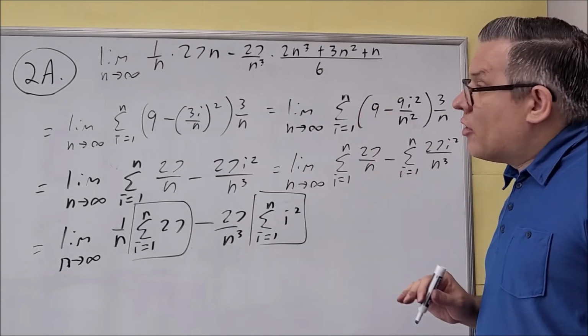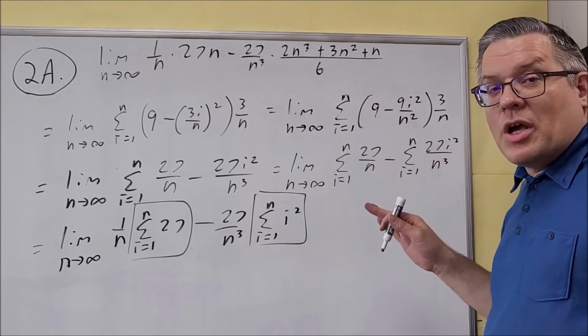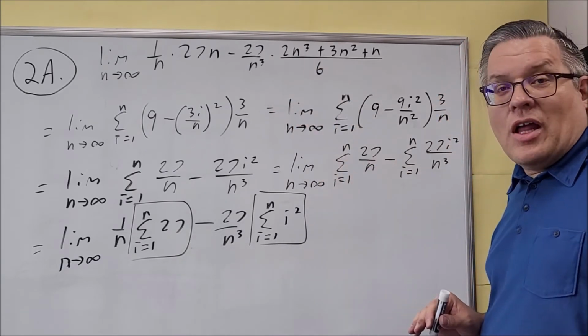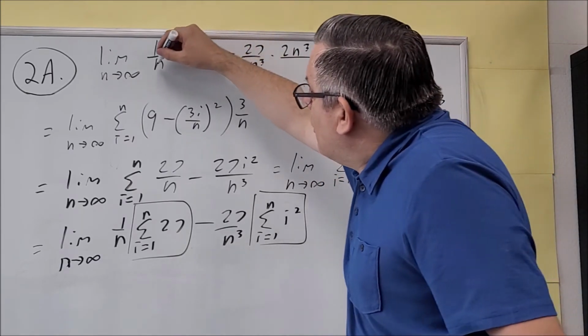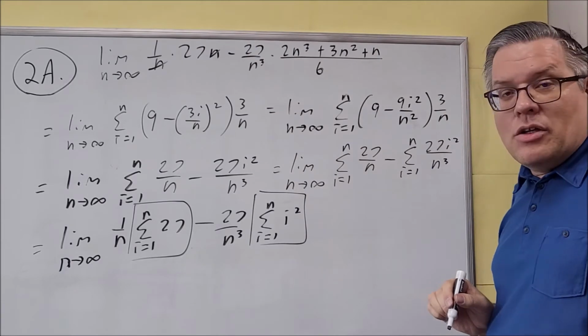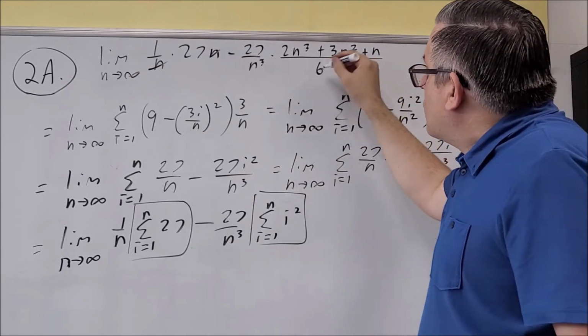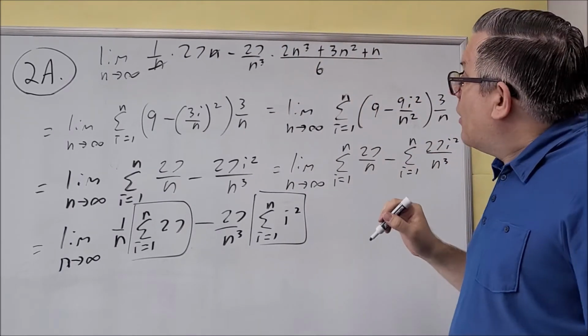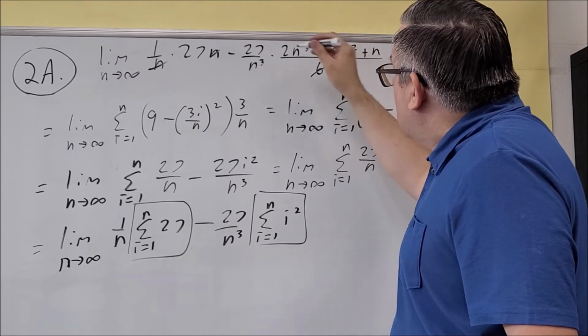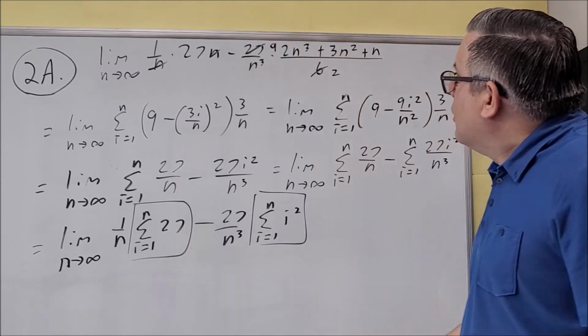So now it's just a matter of finding out the limit. I've gotten rid of all the summations. Everything's all in terms of n's. So now I just need to simplify. So the n's here, I can cancel those out. And also, right here, I can divide each of these by 3. So this will be a 2, and this is going to be a 9 up there.